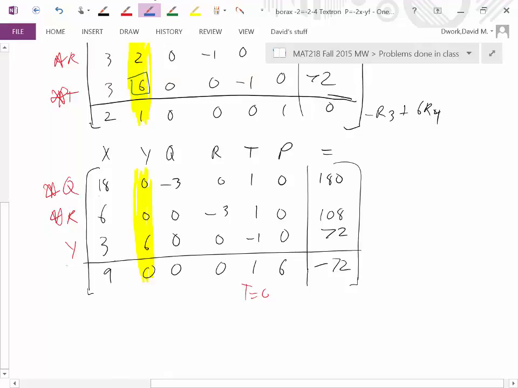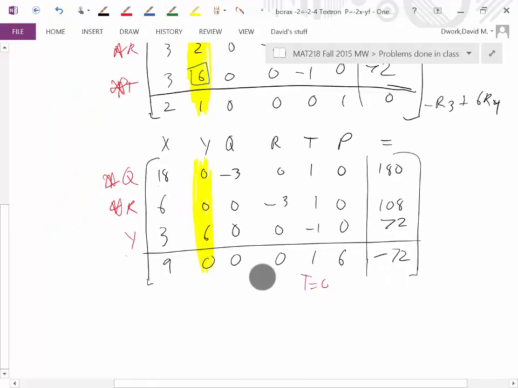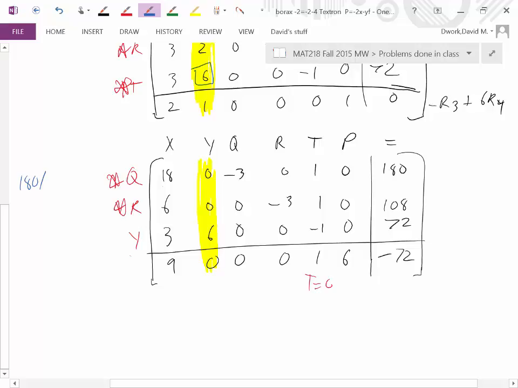So, traveling in the second row, because it's starred, we could pick either one. Looking for the largest positive number, that would be 6. So therefore now, using the 6, we're going to go in the x direction. So we need a test. What's 180 divided by 18? Well, that's 10. What is 108 divided by 6? Let's see.